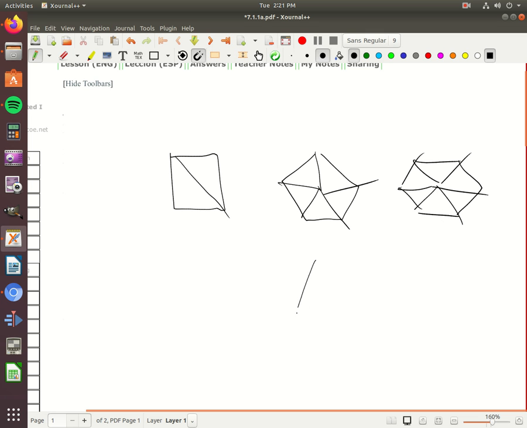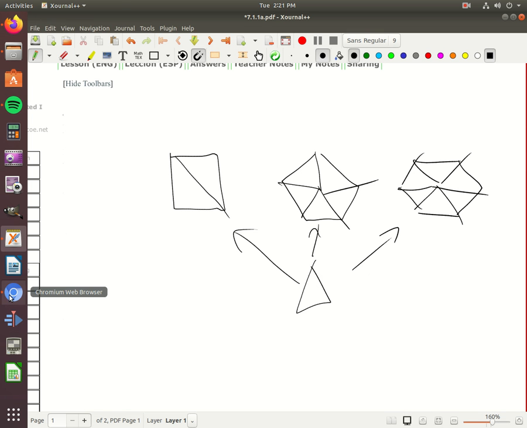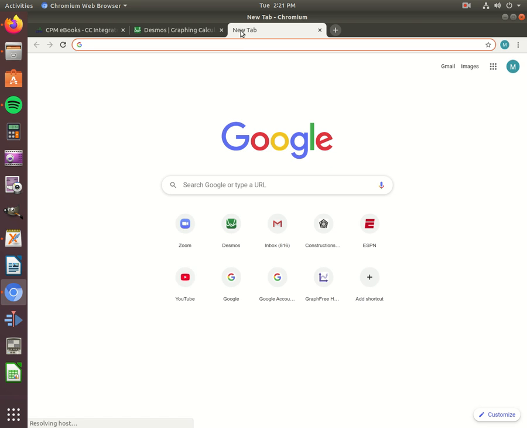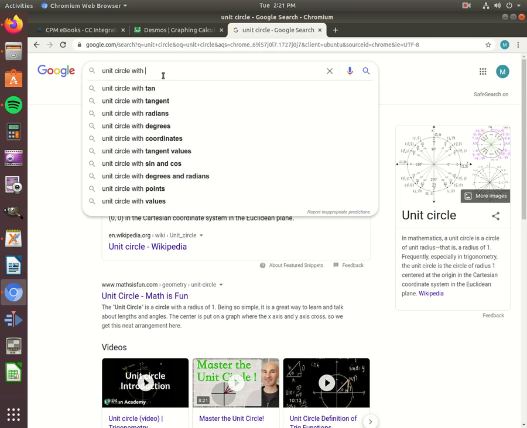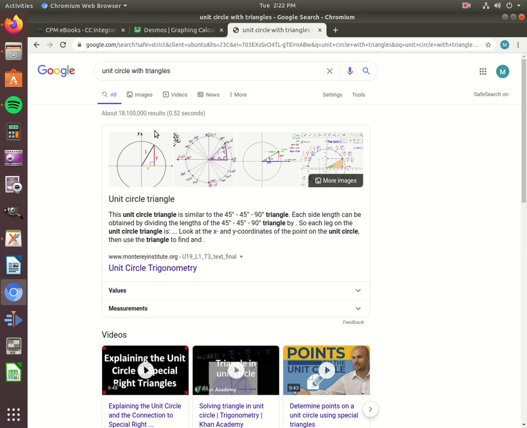Because if we know about this shape, we can apply it to this shape or this shape or this shape. Kids always say, well, what about a circle? So real quickly, I do want to show you there's something known as the unit circle. I don't want to go too much into this. You're going to learn the unit circle. Maybe I'll say with triangles. I'm not getting the pictures that I want.